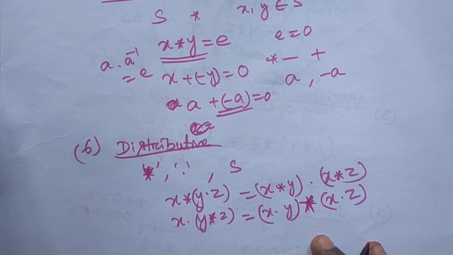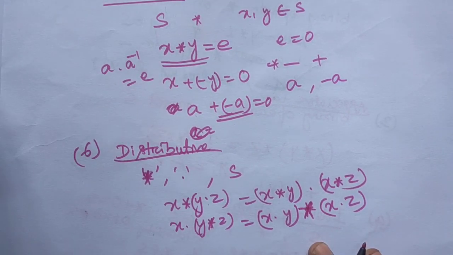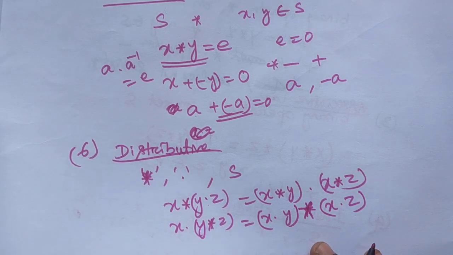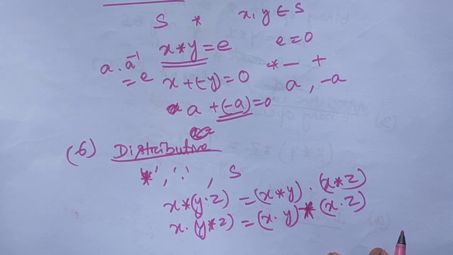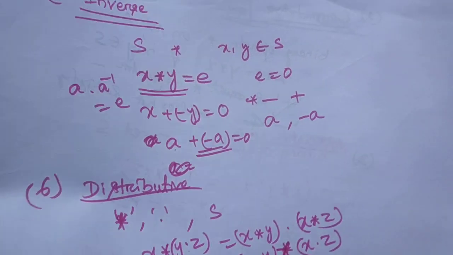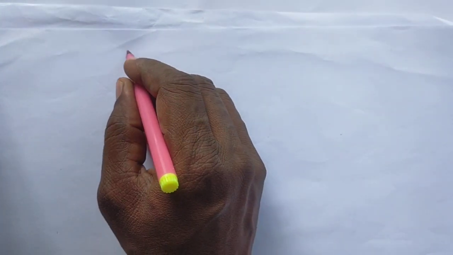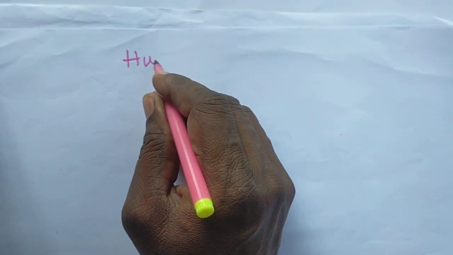From Boolean algebra another category of postulates is also defined, named Huntington postulates. Let's see how the Huntington postulates are defined.